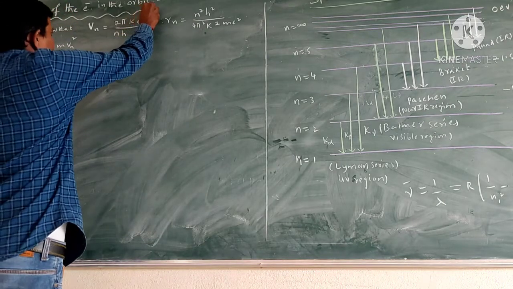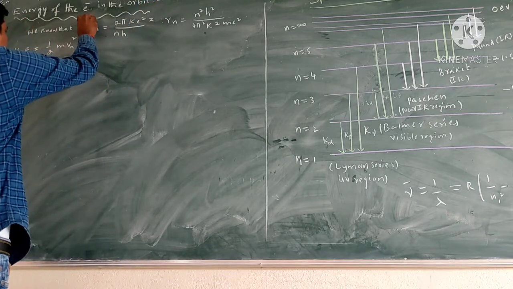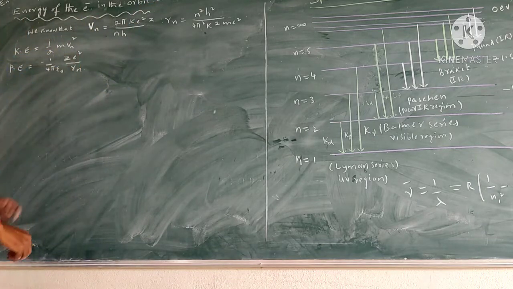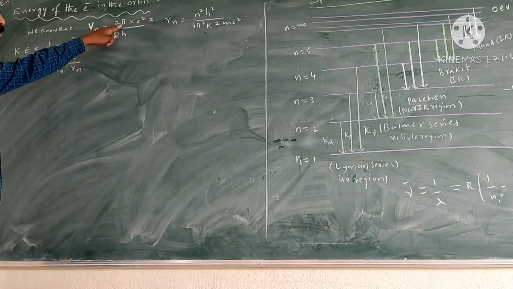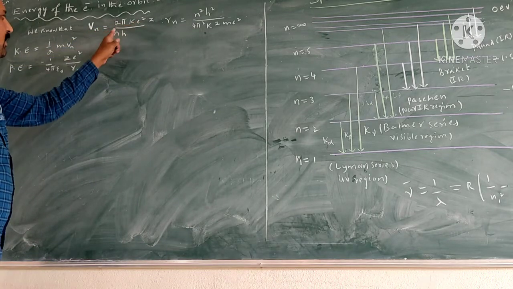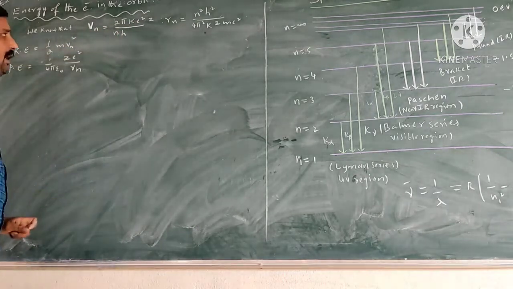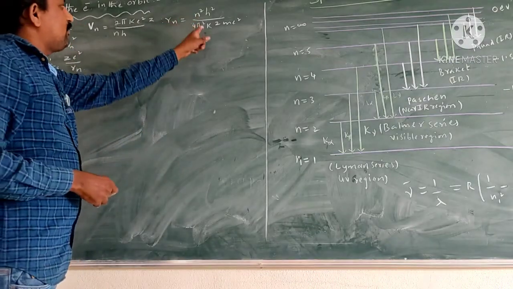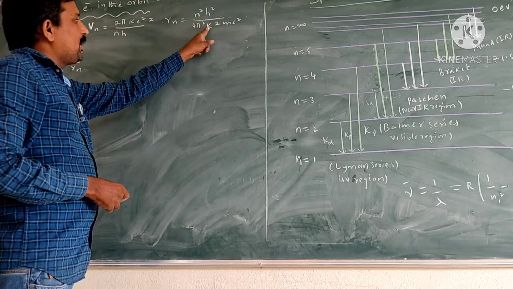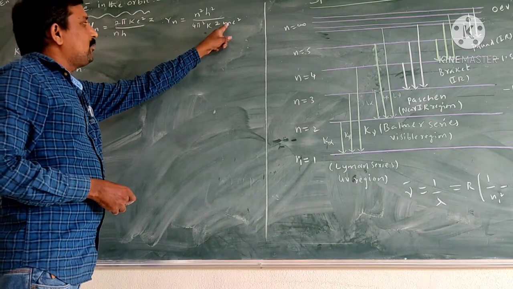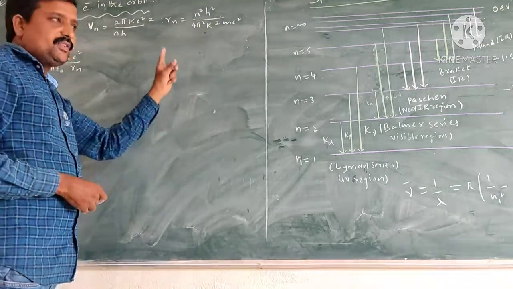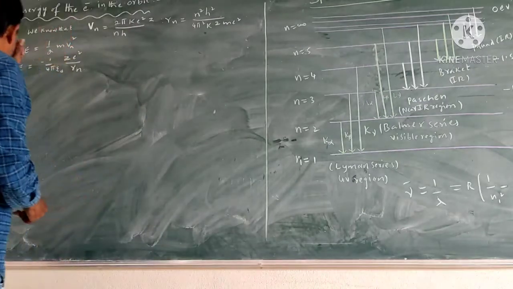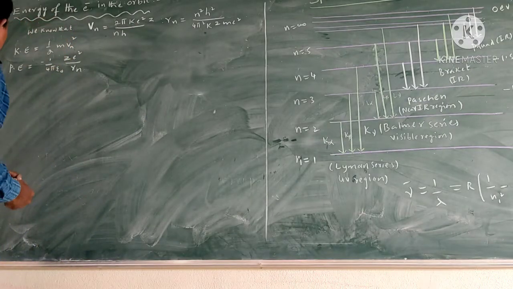So we know that the electron velocity in the Bohr orbit Vn is equal to 2 pi k e square z by n h, and the radius of the Bohr orbit Rn is equal to n square h square by 4 pi square k z m e square. We discussed it in the earlier class. Okay, so the energy of the electron.